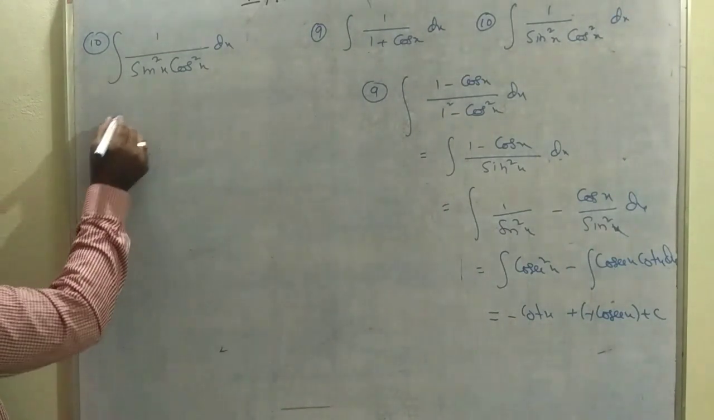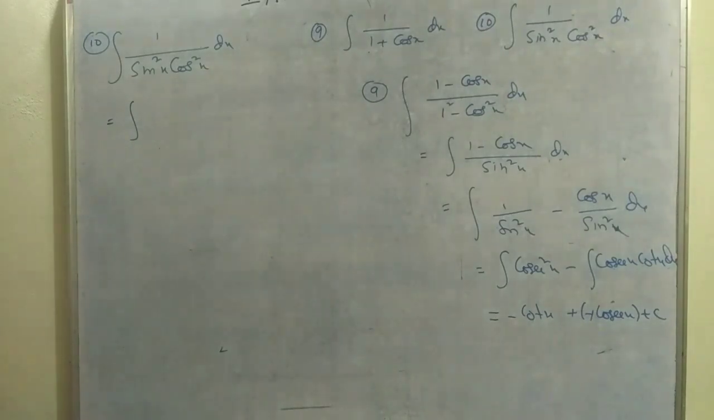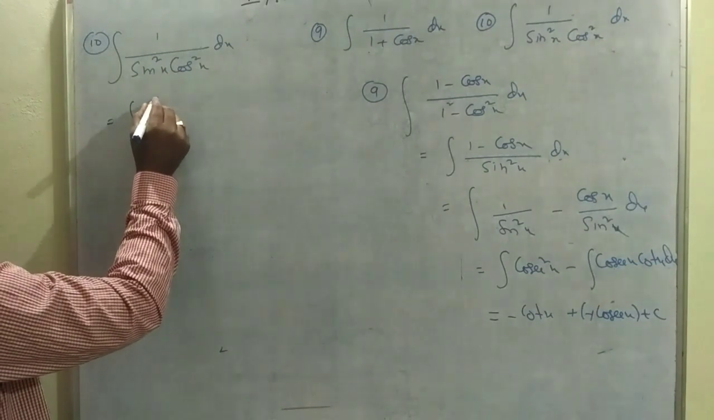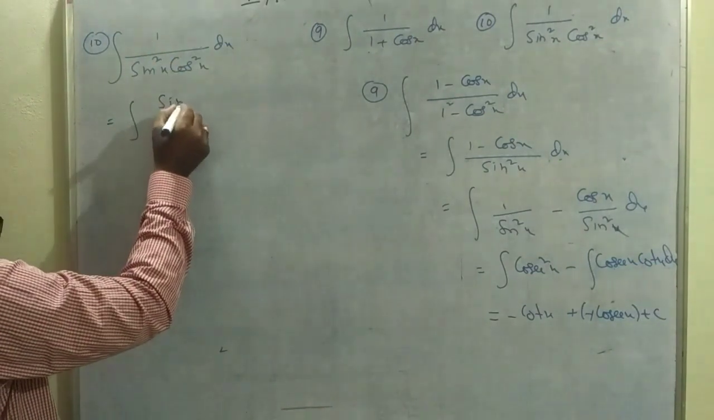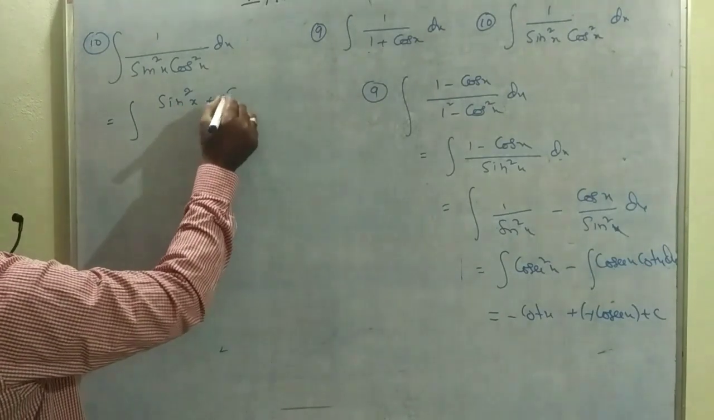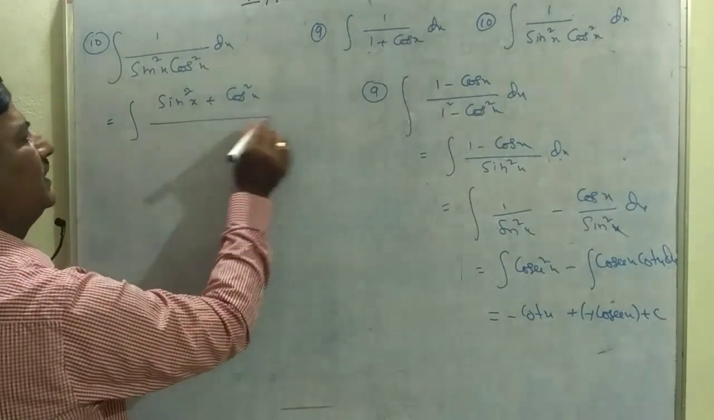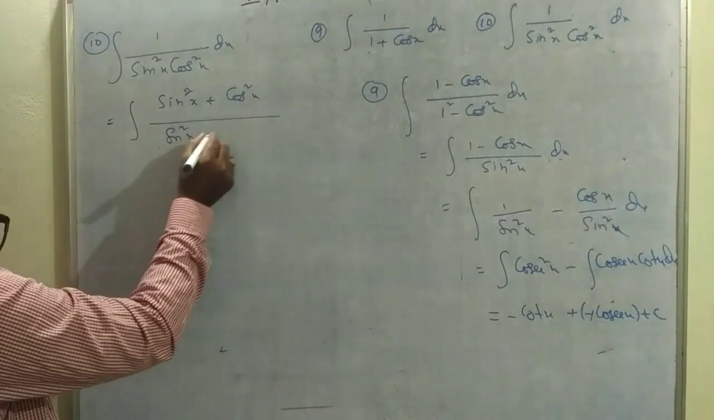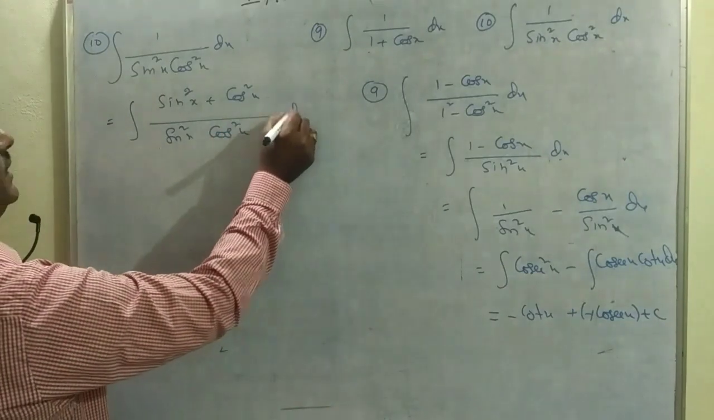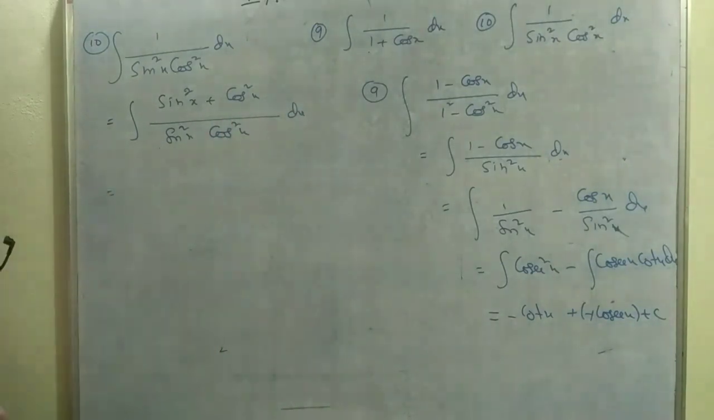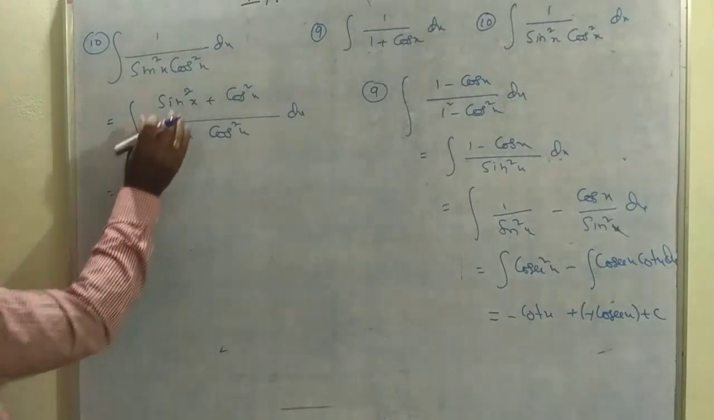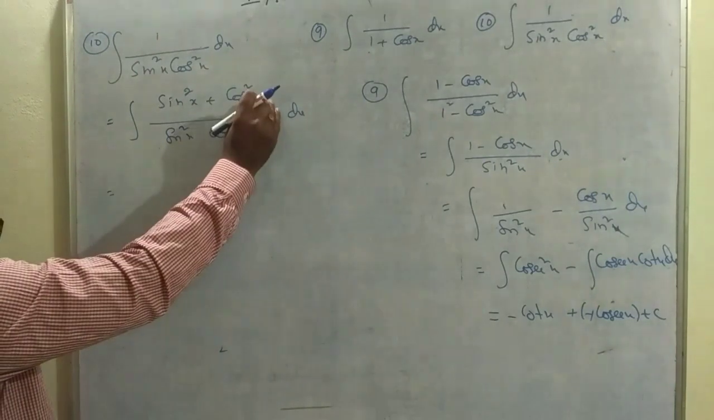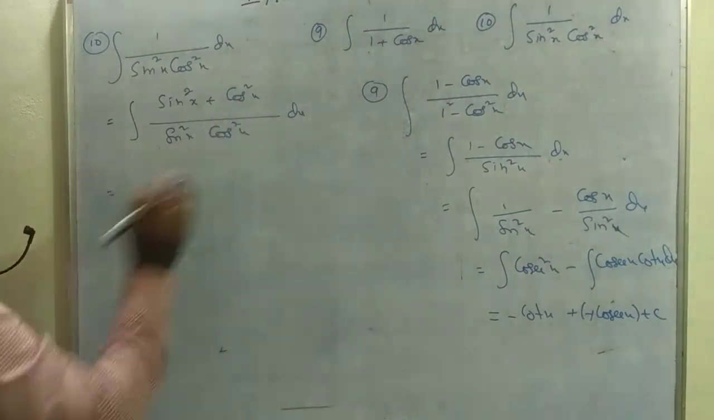So this we need to separate into the addition of two functions form. That is, write 1 in the form of sine square x plus cos square of x using the trigonometric identity. That gives sine square of x plus cos square of x in the numerator and sine square x into cos square of x in the denominator. Now split into two separate functions: sine square x divided by the denominator separately, and cos square x divided by the denominator separately.